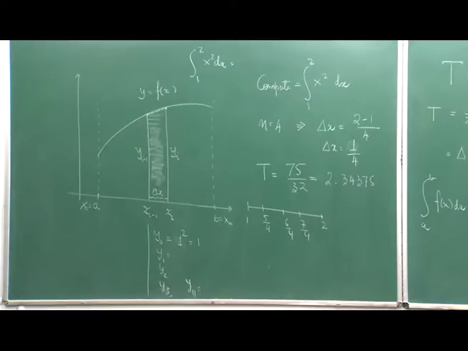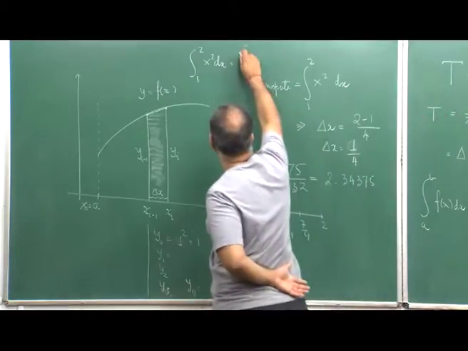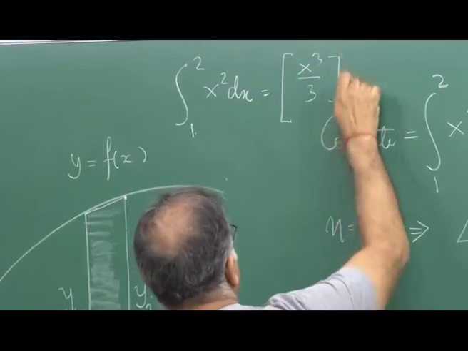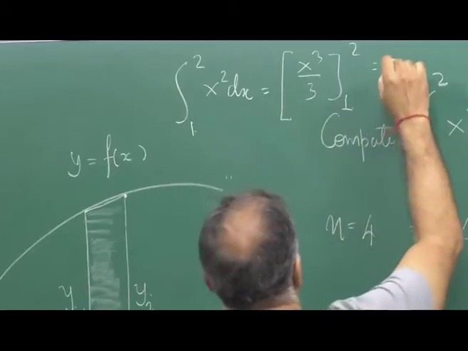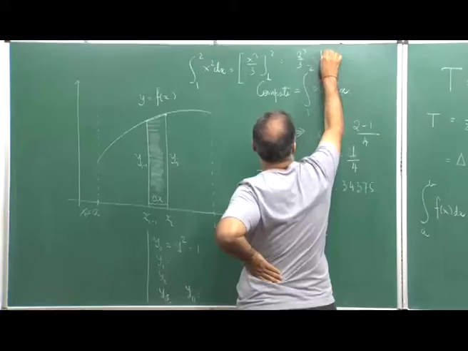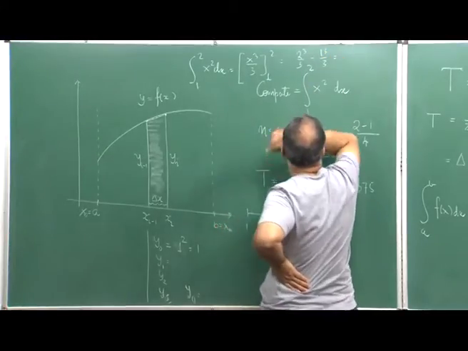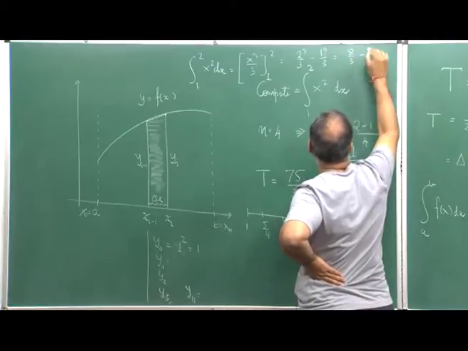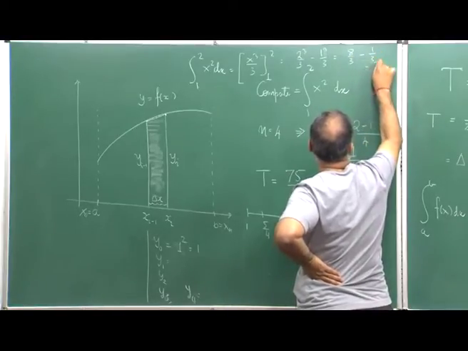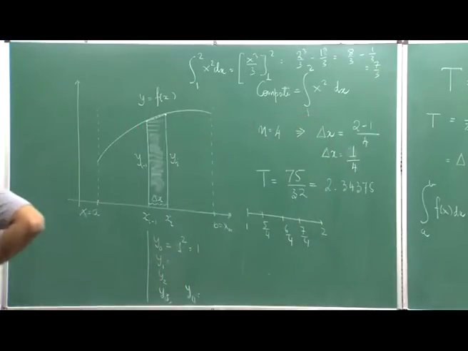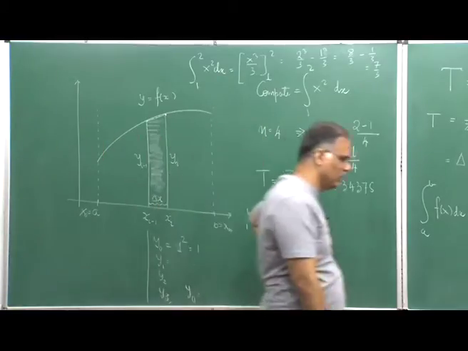then this integral will turn out to be x cube by 3, and that you raise down from 1 to 2. So, it will become 2 cube by 3 minus 1 cube by 3, which is 8 by 3 minus 1 by 3, which is 7 by 3. 7 by 3 is also around the same sort of number.